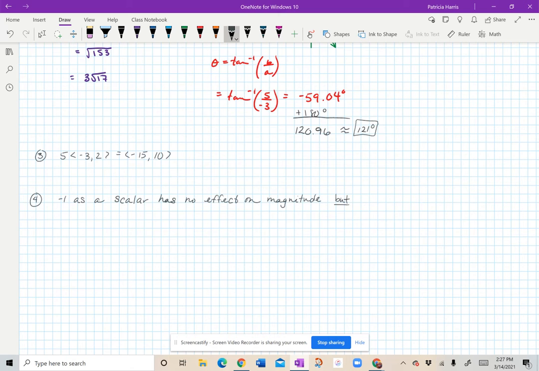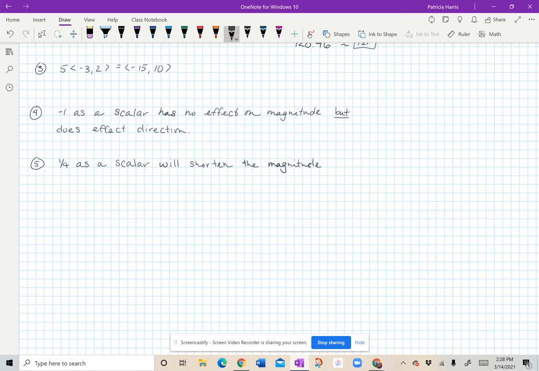but does affect direction. So no effect on the magnitude, has an effect on the direction. Number 5. What is the effect of a scalar of 1/4 on the magnitude? It will shorten the magnitude.